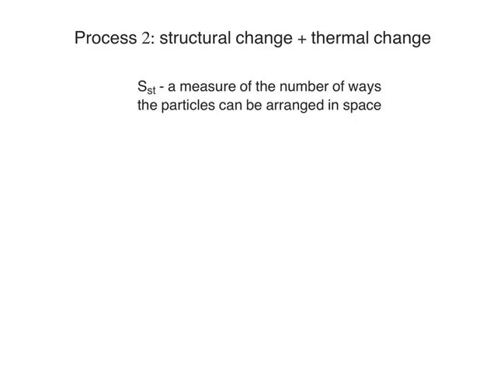We define the quantity S structural as a measure of the number of ways in which the particles of a substance can be arranged in space. A positive value for the change in structural entropy indicates an increase in the number of ways the particles can be arranged. A negative value indicates a decrease in the number of possible arrangements. This value is mostly independent of the temperature.